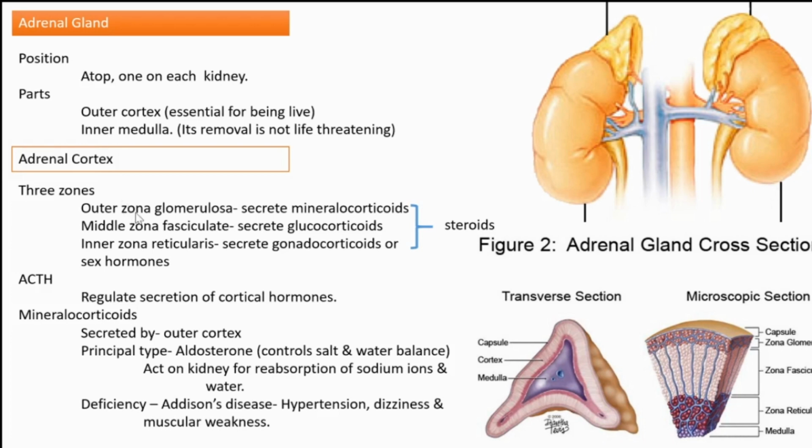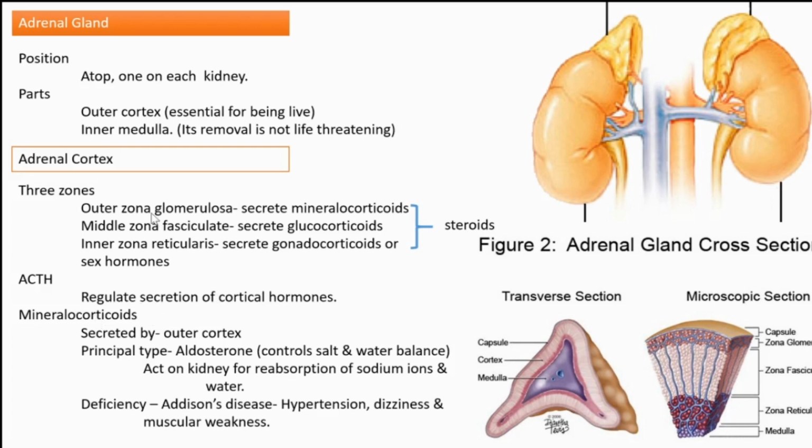The outer zona glomerulosa secretes the hormone mineralocorticoids. Then the middle zona fasciculata secretes glucocorticoids. And the inner zona reticularis secretes gonadocorticoids, otherwise called sex hormones. All these hormones are steroids. Okay. Then ACTH. ACTH means adrenocorticotropic hormone, and it regulates the secretion of cortical hormones. It is released by the pituitary.